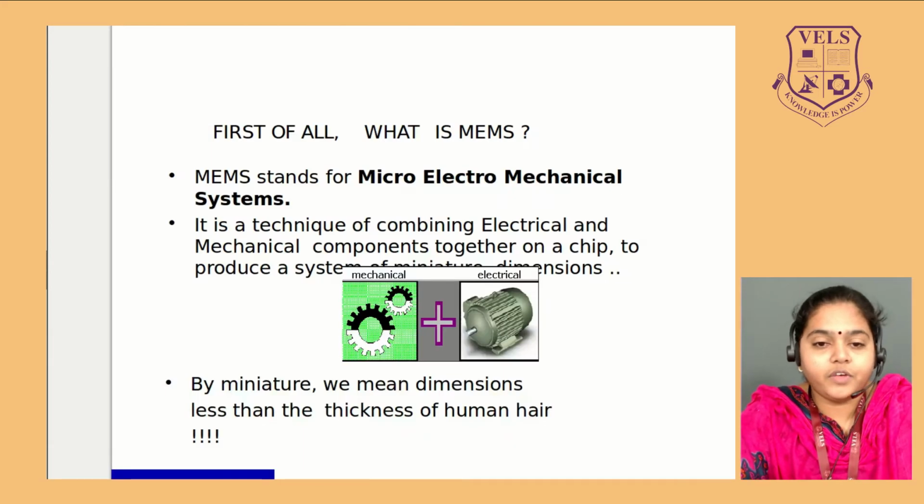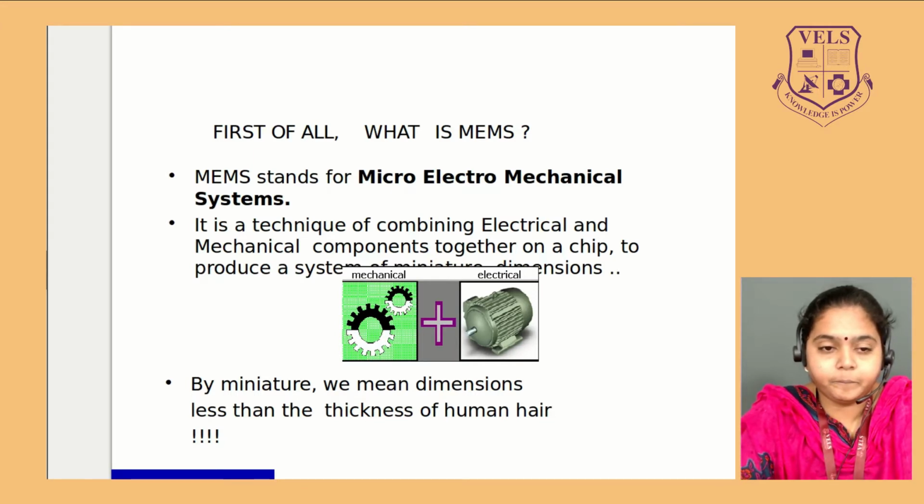So first of all, we need to know what is MEMS. MEMS stands for Micro Electromechanical Systems. It is a technique which combines electrical and mechanical components together on a chip to produce a system of miniature dimension. Miniature dimension in the sense that the MEMS device will have a diameter less than the diameter of the human hair.